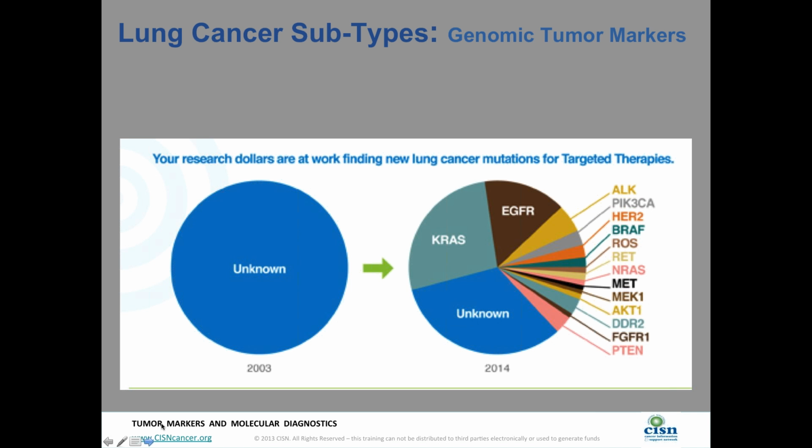Here's some real classic genomic markers for lung cancer. And you can see in 2003, we didn't know a whole lot. So within just 11 short years, 11 is pretty short in the research realm, we've got a lot of good markers now for lung cancer. And you can see that KRAS has a big percentage of the markers, as well as EGFR. But look at all of those other ones.